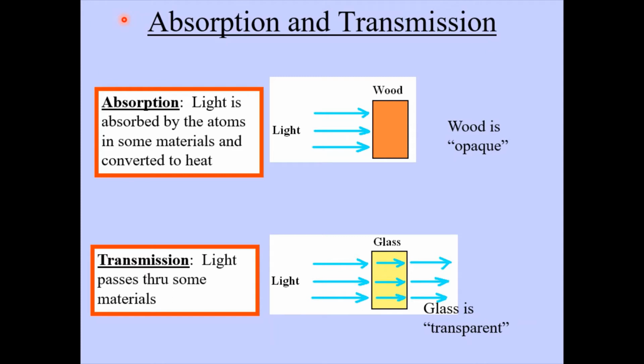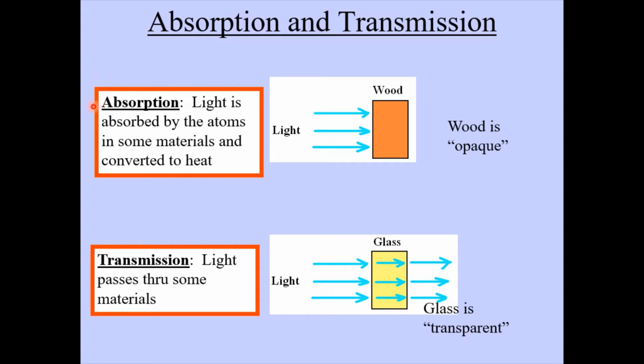What we're going to do in the rest of this part of the lecture, part 1 here, is just go through a survey of basic properties of light. We're not going to go into any great detail here, but this will give us a good description of the properties and characteristics of light. So the first ones that we're going to talk about are absorption and transmission.